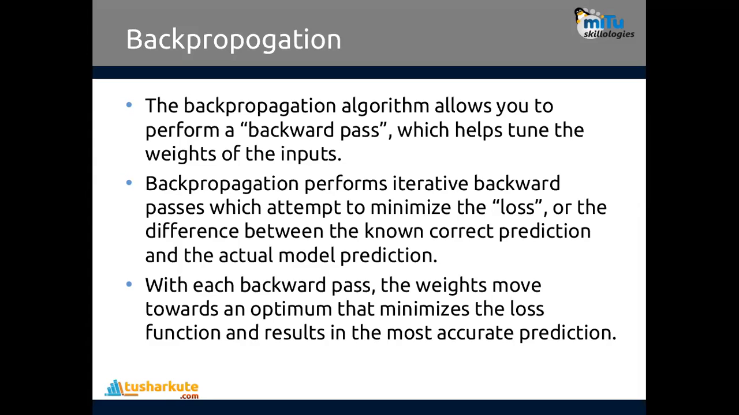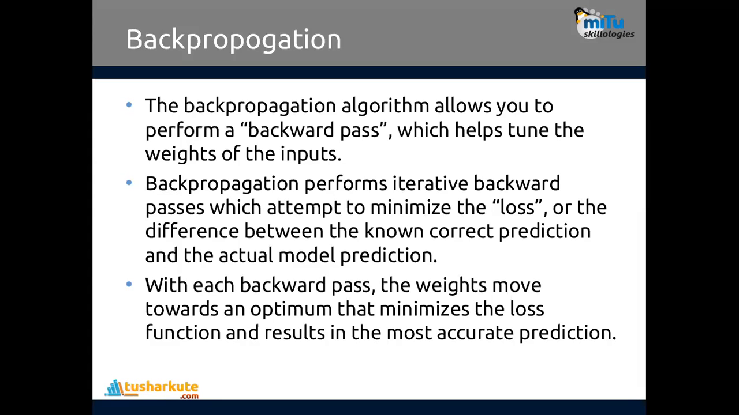Backpropagation performs iterative backward passes which attempt to minimize the loss. The prime task of backpropagation is to minimize the loss, the difference between the known correct prediction and the actual prediction, just like 19 and 20, as I said. What was the correct prediction and what is the actual prediction? We have a difference, an error loss, and we have to minimize it. To minimize that, you must adjust the weight function that is multiplied.